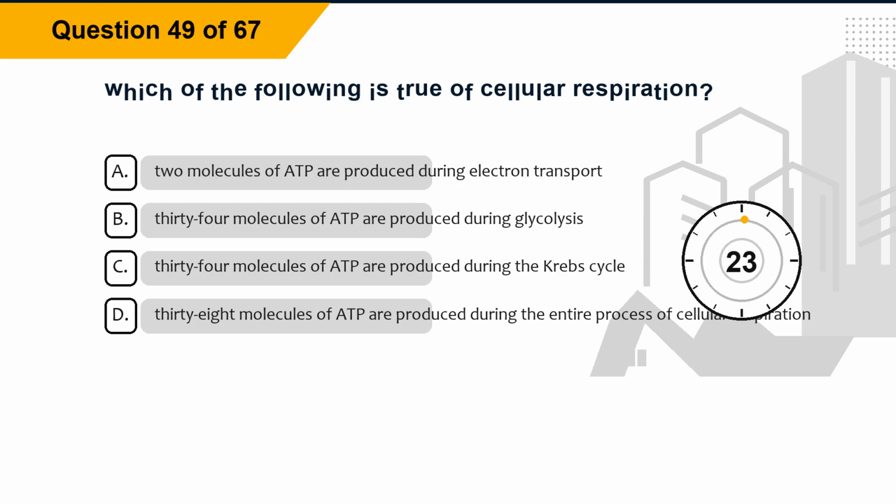Question 49. Which of the following is true of cellular respiration? Option A, 2 molecules of ATP are produced during electron transport. Option B, 34 molecules of ATP are produced during glycolysis. Option C, 34 molecules of ATP are produced during the Krebs cycle. Option D, 38 molecules of ATP are produced during the entire process of cellular respiration.